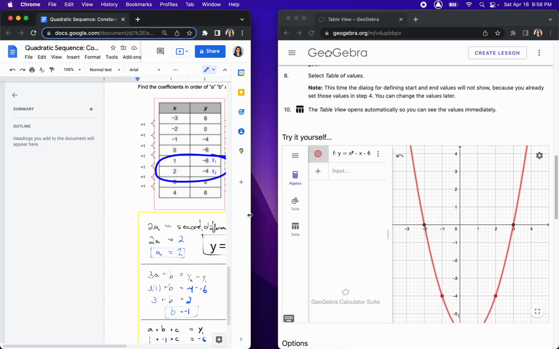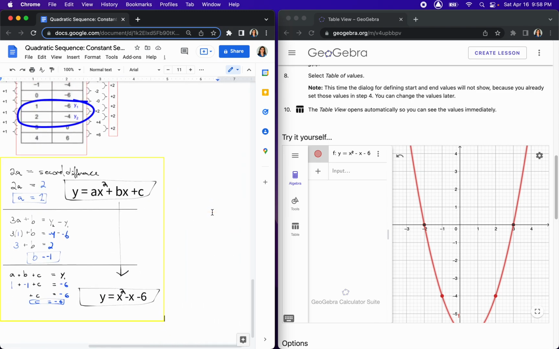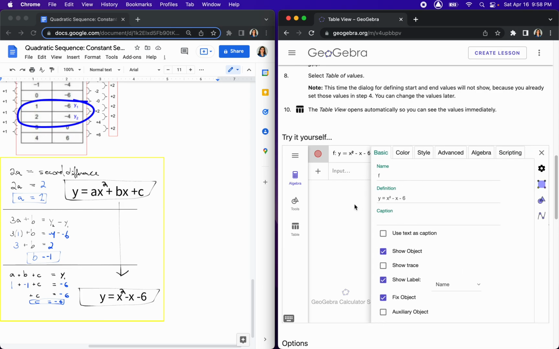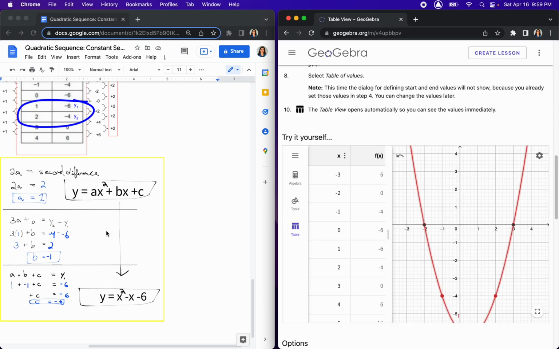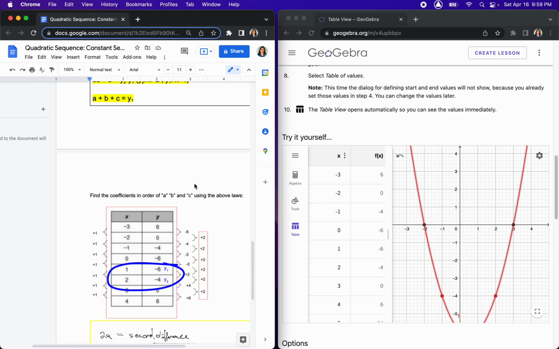So here I have a calculator. I typed in my formula that I derived, y equals x squared minus x minus 6. And now I'm going to look at the table for it. Negative 3, comma 6, negative 2, comma 0, negative 1, comma negative 4, and so on and so forth. It looks like I did it right, so I have the right equation.